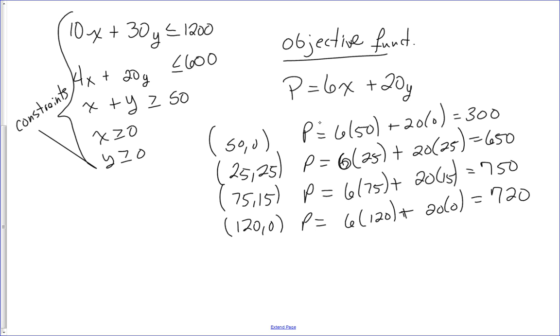So now that we've put all four of our vertices that we found from the graph into our objective function and solved it out for all four, we see that at 75, 15, we have our maximum amount of profit, $750. So what does this 75, 15 mean? Well, since we made x t-shirts and y sweatshirts, this means that we can maximize our profit by selling 75 t-shirts and 15 sweatshirts.